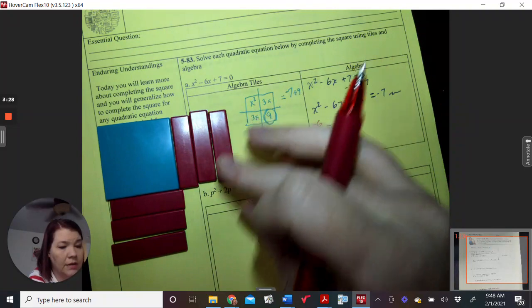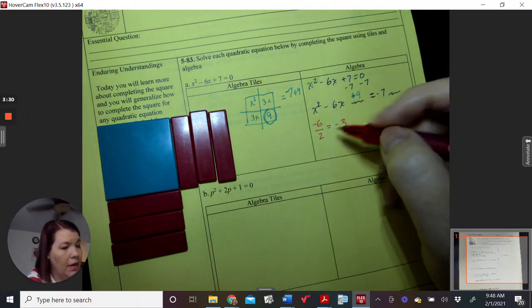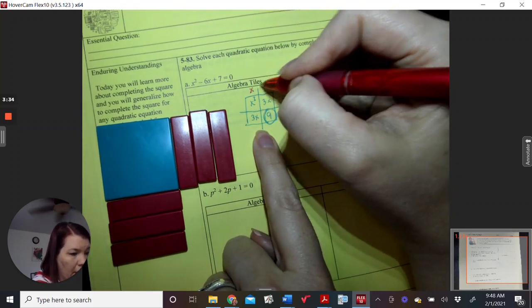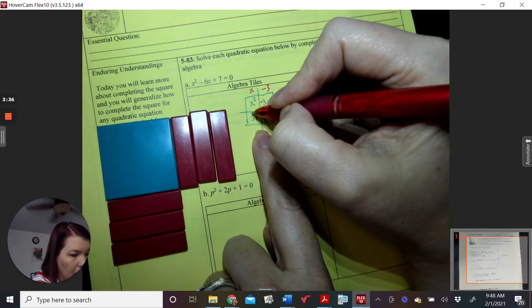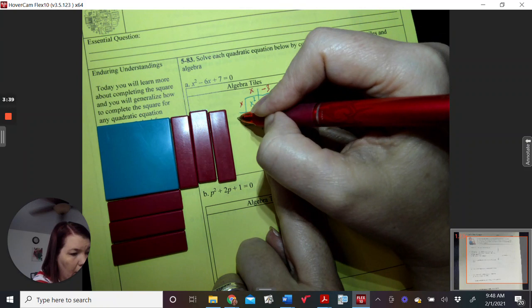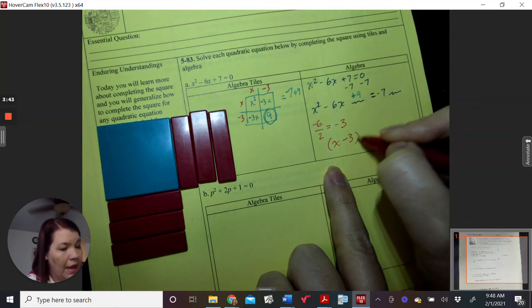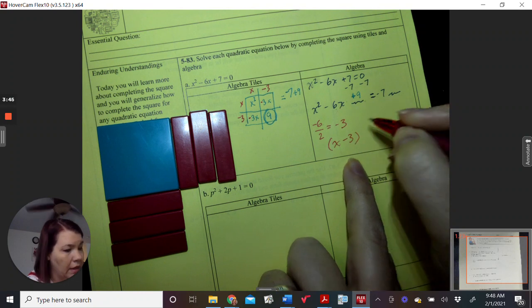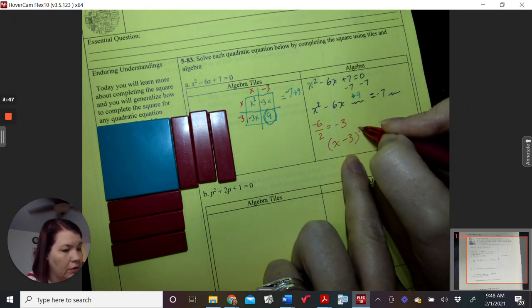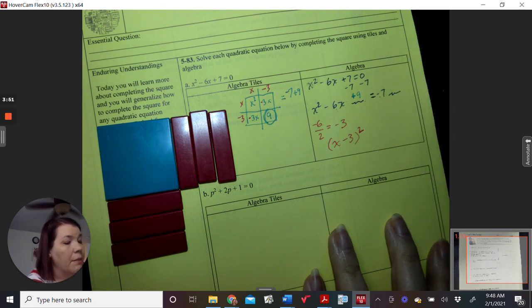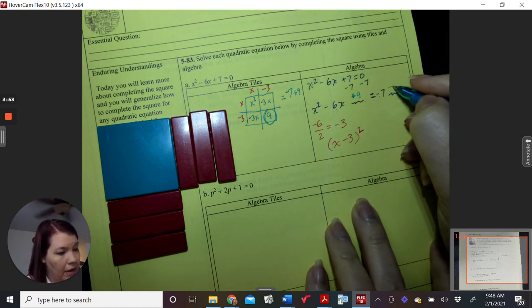When I write the edges of this, we've got x minus 3 and x minus 3. So this becomes x minus 3, the half right there, in parentheses squared because there are 2 of them. On the other side, because I've added 9 on this side, I must also add 9 on the other side. That didn't actually change anything, because what you add to both sides keeps it the same.